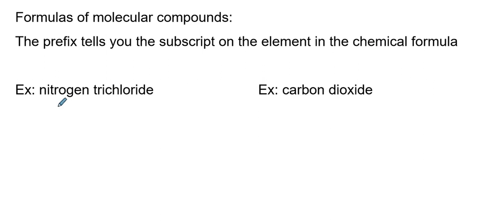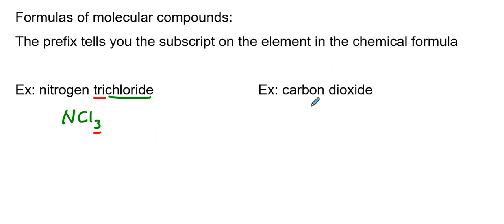So let's work through this one. We know we have nitrogen. I'll put down nitrogen. I see the chloride, which tells me it's chlorine. The mono, which we don't write on the nitrogen, tells me there's only one, which I won't write. And the tri here tells me that there's 3. Right, so this tri is that part right there.